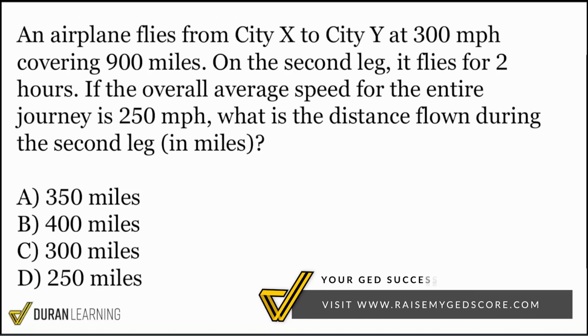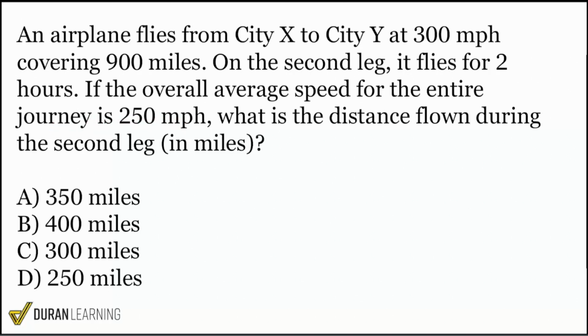So first things first, no matter what, our goal is to read the question first. So here we go. Let me grab my highlighter and let's interpret the question correctly. If the overall average speed for the entire journey is 250 miles, again, extra information. This is information that we can use, not use, I don't know yet. I want to read the actual question. It says, what is the distance flown during the second leg in miles? Okay, sounds good. That's what I want to highlight, everybody. What is the distance flown during the second leg?